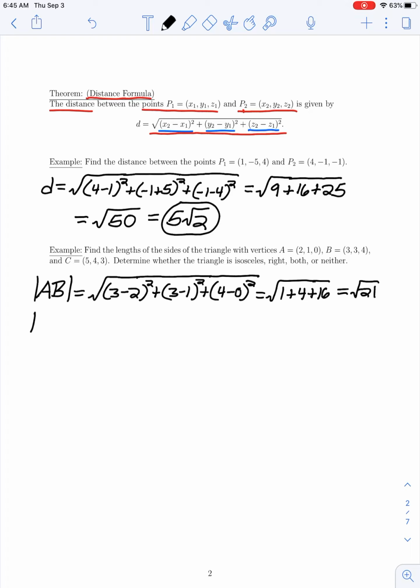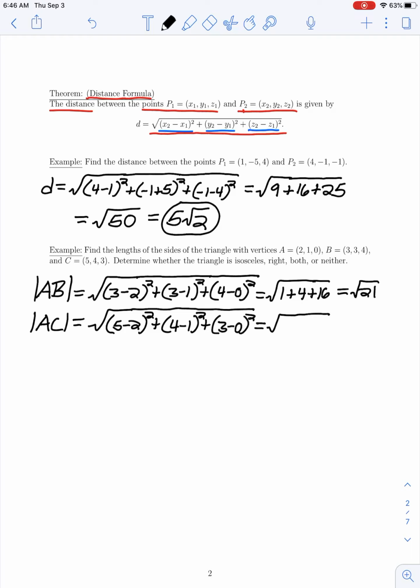Now for the distance from point A to point C, we will again have the square root of the sum of the squares of the differences in the x, y, and z coordinates between these points. So for our x-coordinate, we would have 5 minus 2 squared, plus for our y-coordinate, we have 4 minus 1 squared, and for our z-coordinate, we would have 3 minus 0 squared.